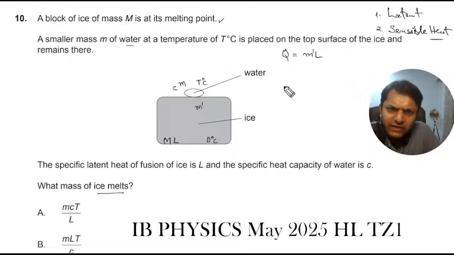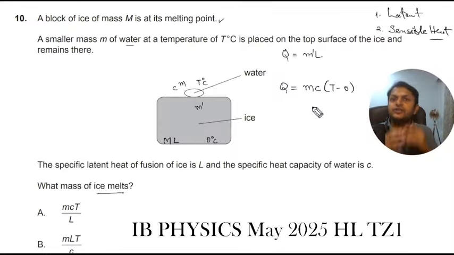But who is giving that heat out? So the heat which is lost will be mc delta T. It will keep on giving heat to the ice until the temperature of this water, which is at T degrees centigrade, becomes 0 degrees centigrade. Once it becomes 0 degree water, heat transfer will stop. So 0 degree water and 0 degree ice are not going to exchange heat with each other. That is not going to happen. So 0 degree water and 0 degree ice are going to maintain the equilibrium.